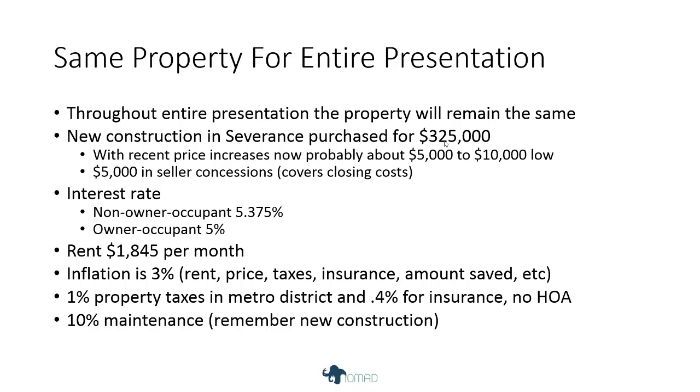And then we're using 10%. Set aside 10% of rents for maintenance. And remember, this is brand new construction, so in the first year or two, maintenance should be a lot less than 10%. But over time, when you're holding these properties long term, 10% might actually be a little tiny bit low. Okay. Any questions on the assumptions for the property?